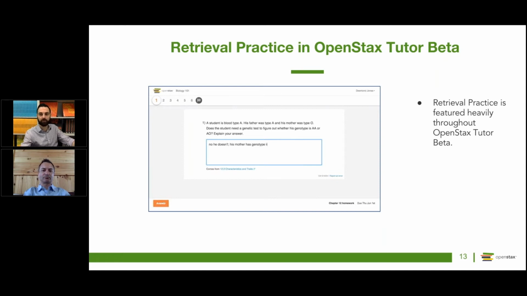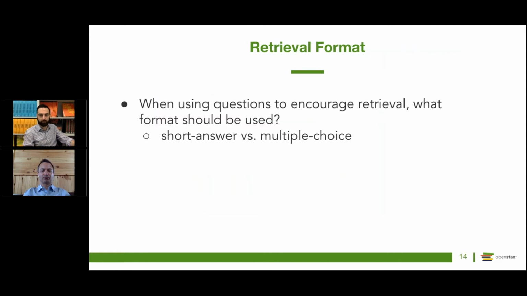And so we feature retrieval heavily throughout OpenStax Tutor Beta, and dive a little bit more into how we do that. One basic question with implementing retrieval is, what format should you use? So we can ask students questions as a way of prompting them to retrieve information, which would be a pretty standard approach. But there are a number of ways you could structure the question. Should we make it a multiple choice format or a short answer format?